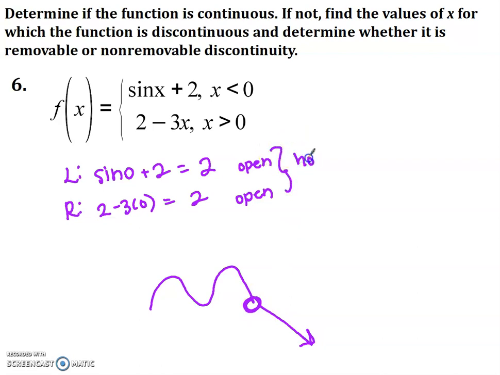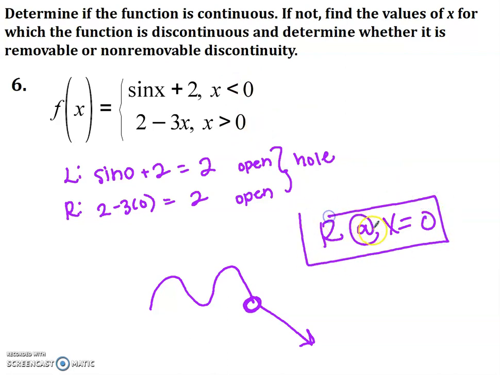So when you get the same number, but they both have an open circle there, that's what's going to produce a hole in the graph. And a hole is a removable discontinuity. So we would say this is removable discontinuity at x equals 0. So the value that it's discontinuous at is always the x value that you plugged into the equation.